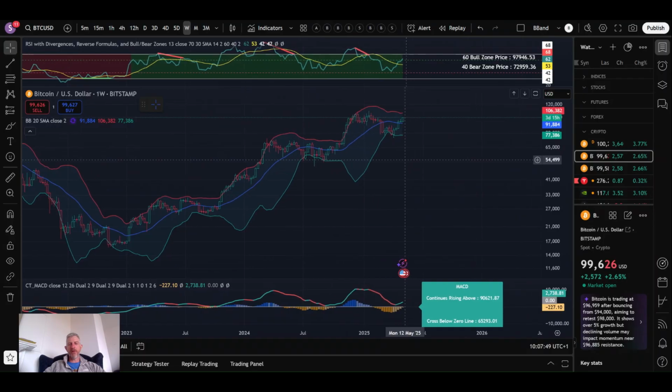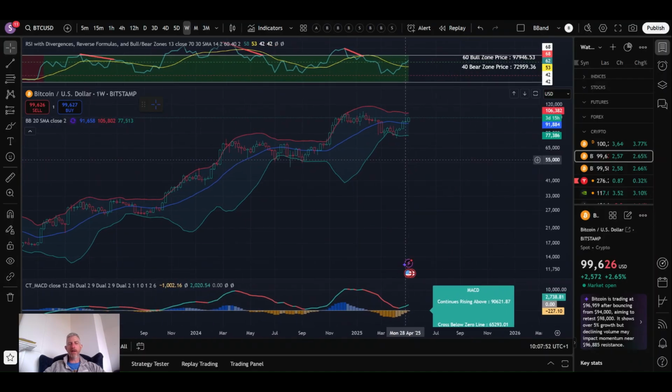Let's get on with the price action analysis. I'm going to start off on the higher time frames and work my way down to the lower time frames, which might seem a bit backwards, but hopefully the logic will become clear as we move through the video.